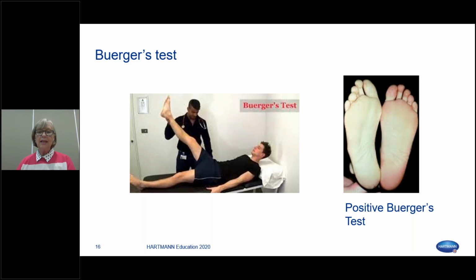Observe the colour of the feet, and if the limb becomes pale, take note at what angle this occurs. This is the Berger's angle. The pallor indicates ischemia of the legs, as you can see in this image. In a healthy individual, the entire leg should remain pink, even at 90 degrees. A Berger's angle of less than 20 degrees indicates severe limb ischemia.